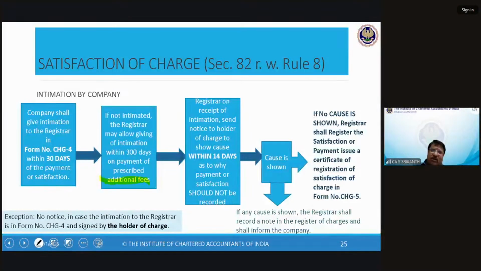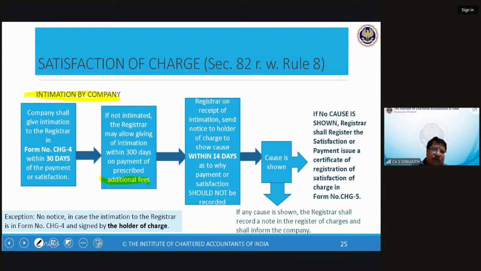So okay. Now, registrar on receipt of intimation will send notice to holder of charge. Because if the company is sending it, how can I trust? When the intimation is by the company, how can I trust? So they will send it to the holder of the charge to show cause within 14 days as to why payment or satisfaction should not be recorded. Show cause. So within 14 days, if no cause is shown, then the charge will be registered. Registrar shall register. But if cause is shown, then the registrar shall record a note and shall inform the company and say, sorry, they have objected, go to them, talk to them, come back.